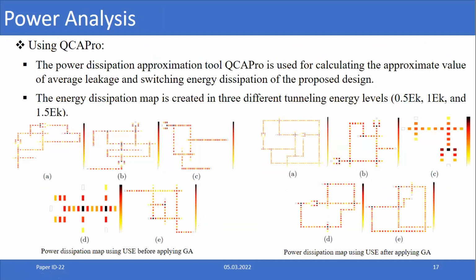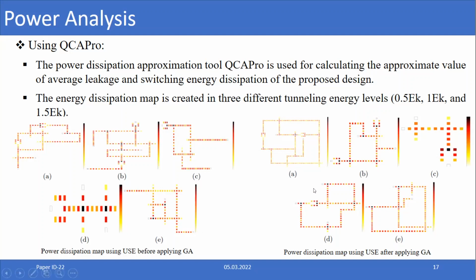Next, power analysis. As I have discussed, power analysis is a very important factor in QCA for any QCA circuit realization. So I have found the power analysis for each circuit. First, I have taken 2 tools for power analysis. One is QCAPro and another is QCADesigner-E. In this slide, I have represented the power distribution map, which I got by using the QCAPro tool. You can find the energy distribution map below, present in this slide. I have generated this power distribution map at three different tunneling energy levels: one is 0.5 Ek, one is 1 Ek, and another is 1.5 Ek.